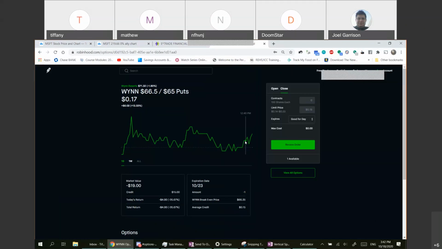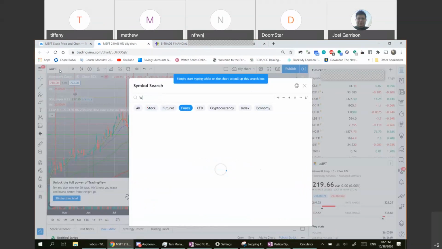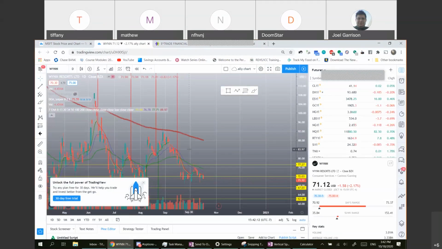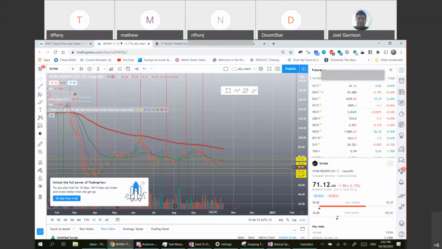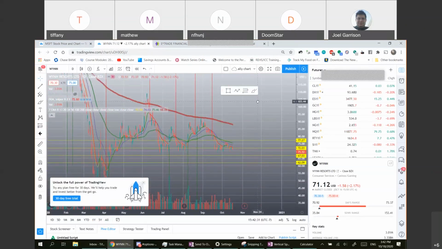So at the end of the week, I know the support and resistances of WIN. So looking at WIN, we have to break through at least two levels of support for WIN to even fall through to my strike price. It's trading at $71. So this is stuck in the range.